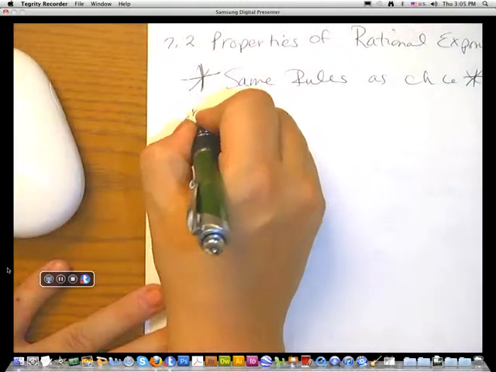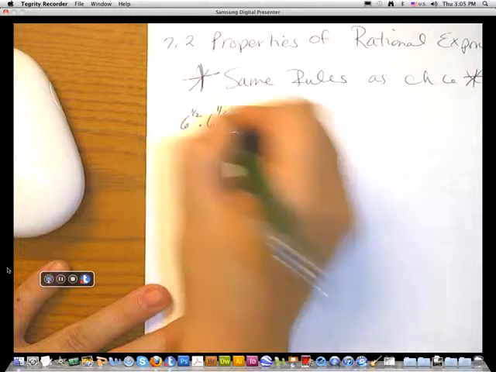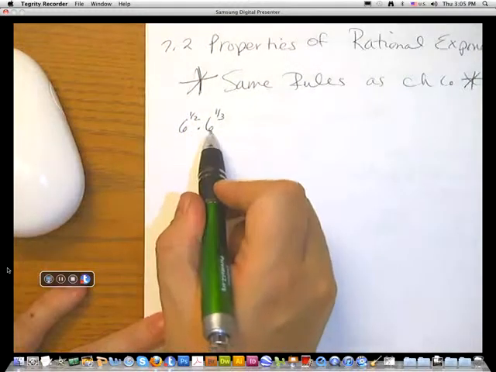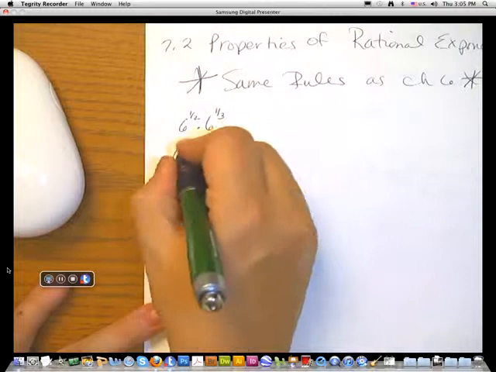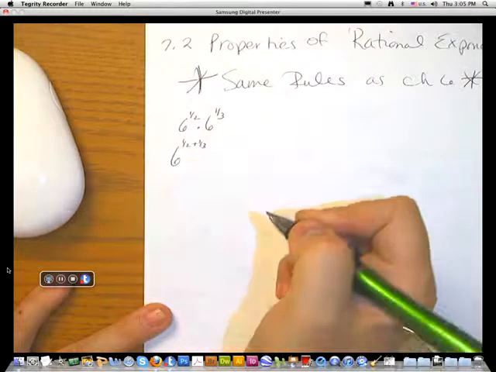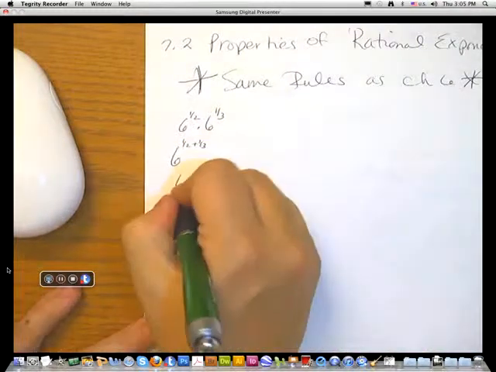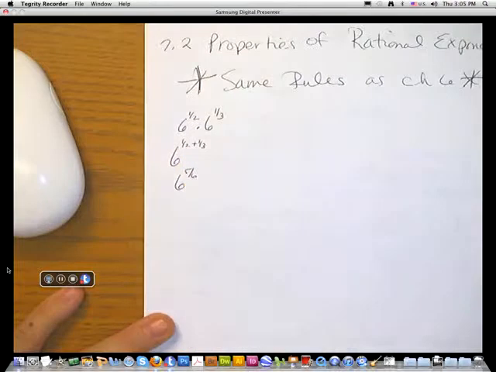If I have 6 to the 1/2 times 6 to the 1/3, the bases are alike, so I add my exponents. So that gives me 6 to the 5/6. Leave it, you're done. There's nothing else you can do.